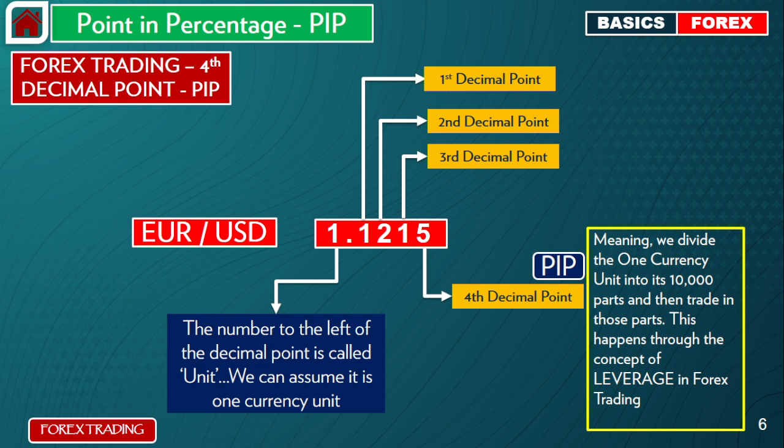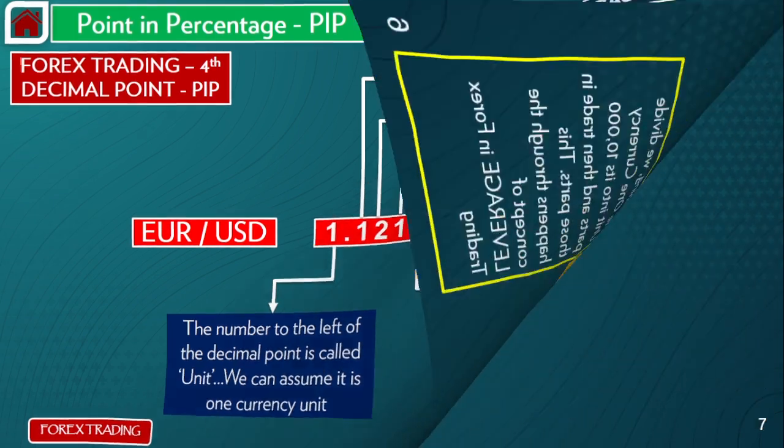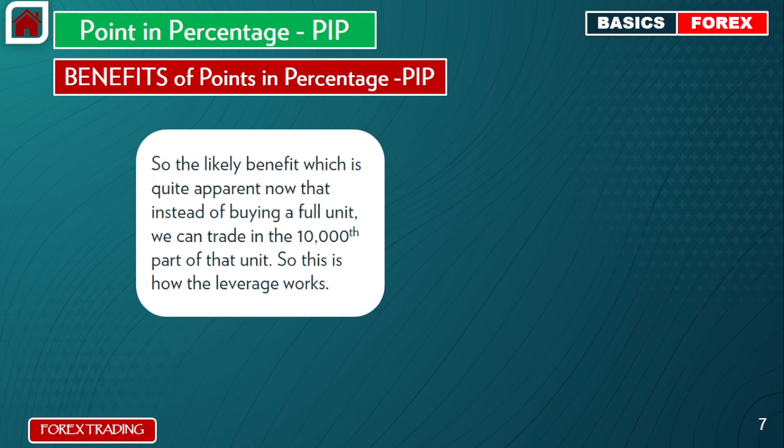This fourth decimal place in a currency pair is called the PIP, meaning that we divide the currency unit into its 10,000 parts and then trade in those parts. This happens through the concept of leverage in forex trading. So now you are easily able to understand what leverage is. The benefit is quite apparent: instead of buying a full unit, we can trade in the 10,000th part of that unit. This is how leverage works.